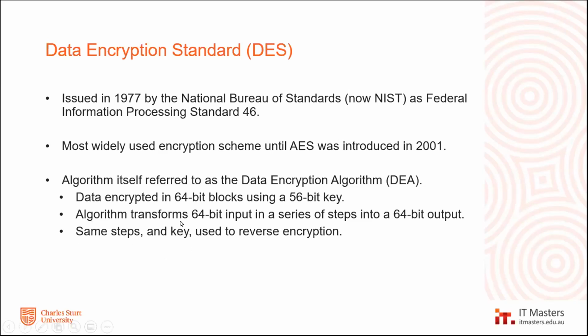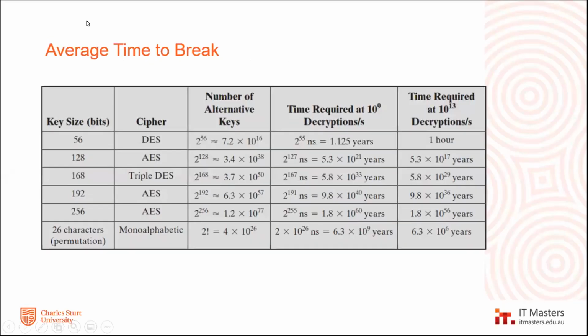Anyway, the algorithm will then transform that 64-bit input block, the plaintext block, through a series of steps using the 56-bit key, and it spits out that 64-bit output, as we said in the previous diagram. The same steps and key are used to reverse encryption. So DES is just a simple block cipher that uses a 56-bit key and a 64-bit block of text in its standard, original form. Now, there we go, 168. If I'd gone to the next slide, it would have told me without being so silly.